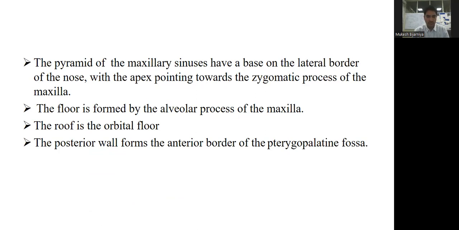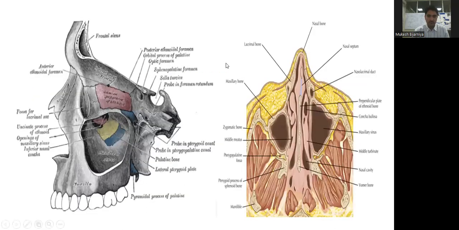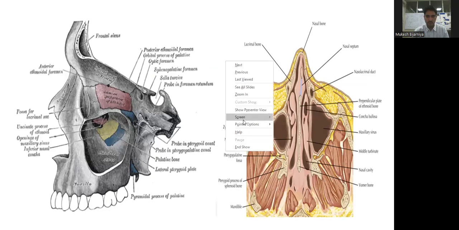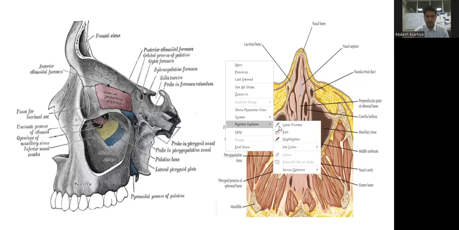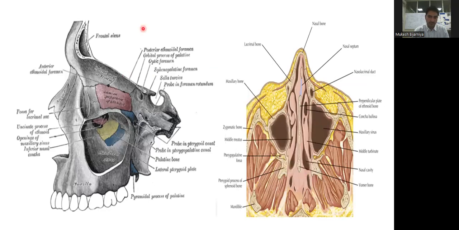The floor is formed by the alveolar process of the maxilla. The roof is the orbital floor. The posterior wall is from the anterior border of the pterygoid fossa. Here, this is the maxillary sinus, uncinate process, and the palatine bone.